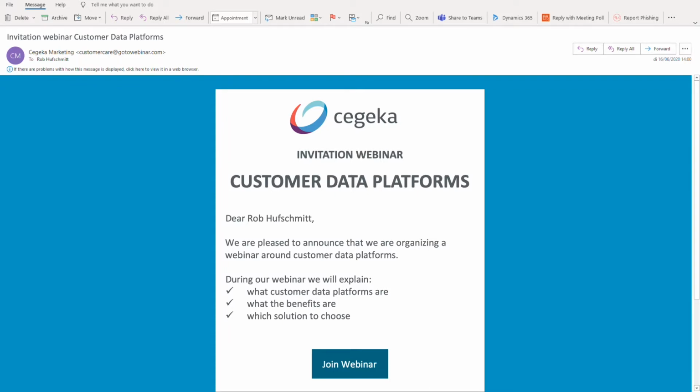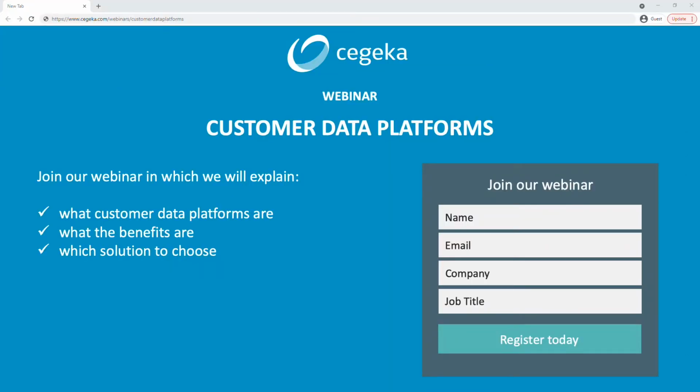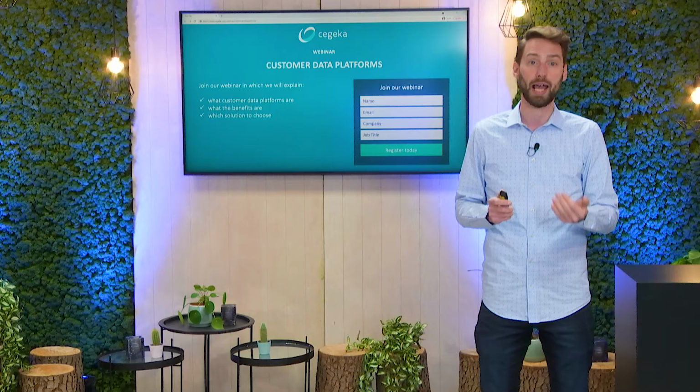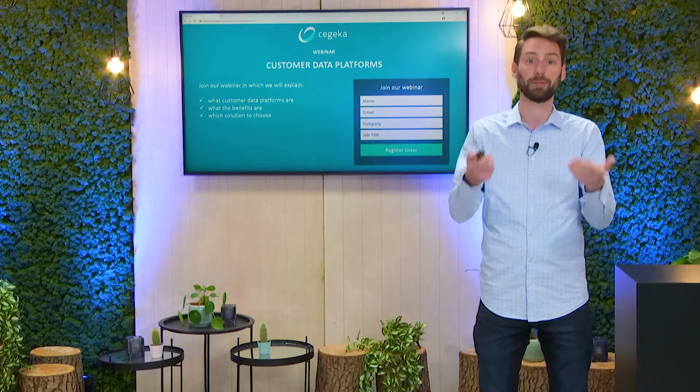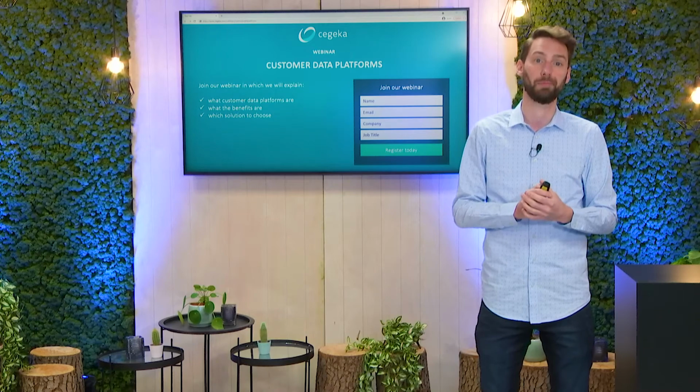What you see here in the example is an email that we will send towards our customers to invite them to register for the webinar. So we will need an email to be sent to those customers. Secondly, we also need a landing page. It's a digital way of receiving registrations for a specific webinar, so people can leave their contact details. As soon as they click on the Register Today button, we receive their registration in our environment.